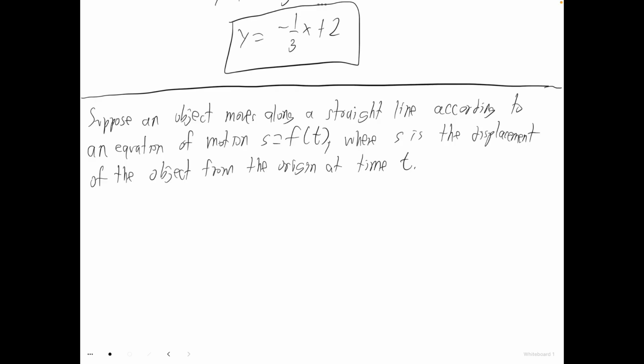Okay, so this is just kind of a fancy way of saying we've got this object and it's moving in a straight line and its position is given by this function s equals f of t. This is sometimes called the position function, so the function s equals f of t is called the position function of the object.